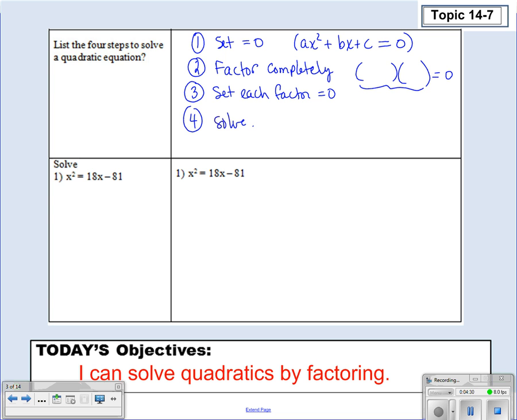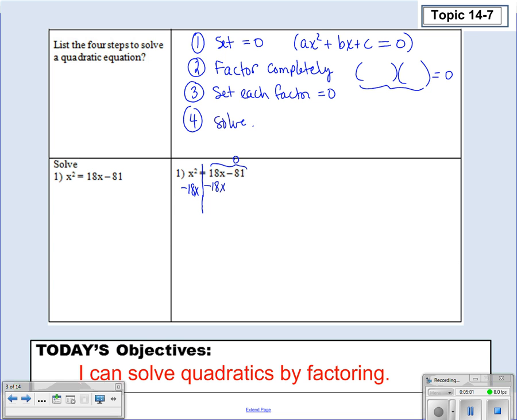So our first step is to set the equation equal to 0. Well, I have an x squared already on one side. I want to get everything else over there. So that means I want my right-hand side to be equal to 0. I need these two things to come out equal to 0. So we're going to do the opposite of what it has there. I have a positive 18x, so I'm going to do the opposite and make it negative 18x. Whatever I do to one side, I have to do to the other.